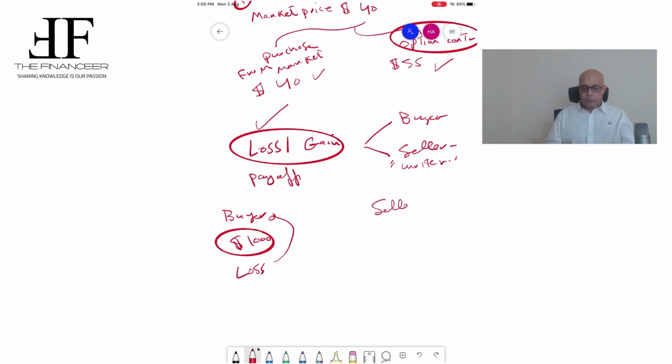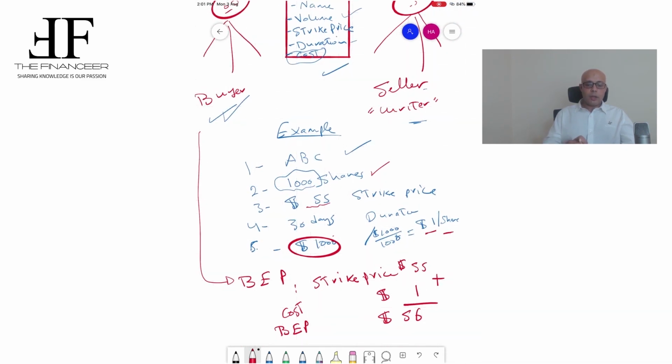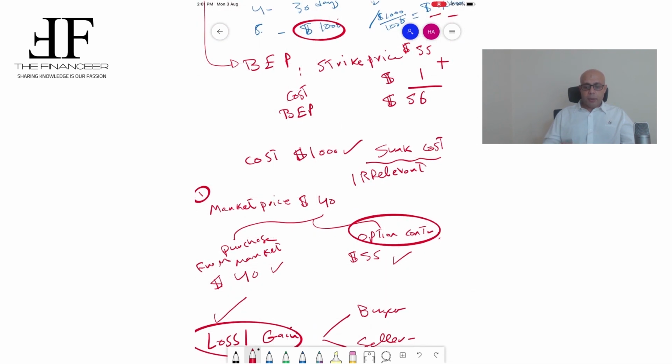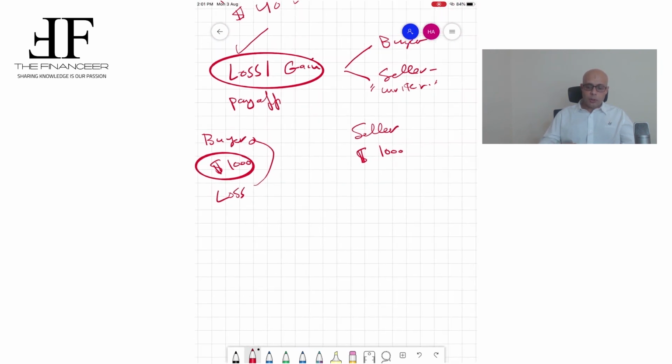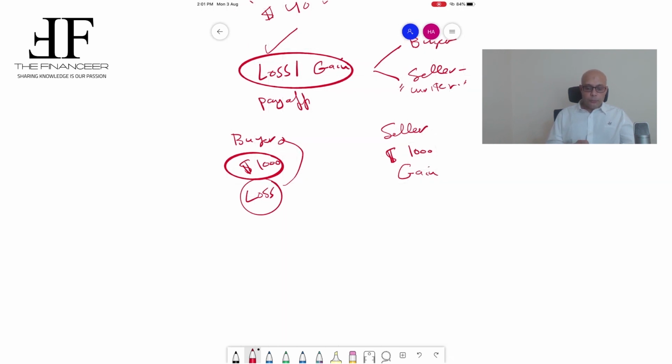How about the seller? The seller will keep the option contract. The buyer will not ask him in this scenario to exercise. So he already collected $1,000 for selling this contract to the buyer. And as long as the buyer didn't exercise the option, this will be considered a gain. Let's understand something here. The loss for the buyer will be exactly the gain for the seller, so it will be the same amount. The loss of one party will be the gain for the other party. So the loss of the buyer will be the gain on the seller or writer side.